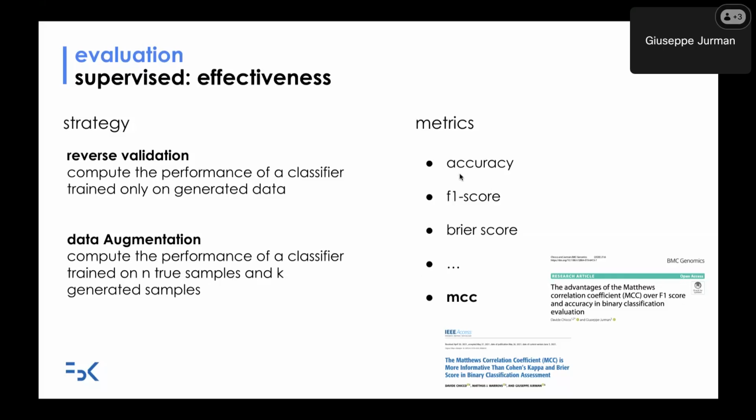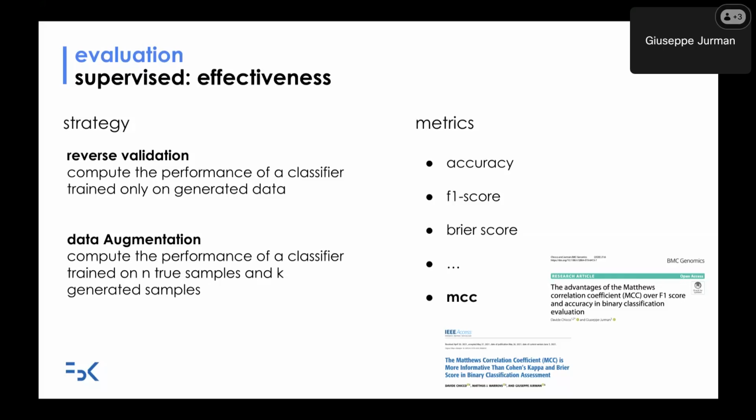Together with all the well-known metrics, accuracy, F1 score, Brier score, one of the metrics that I always support in all supervised classification experiments is the MCC. We have proven in the past the superiority of the Matthews correlation coefficient with respect to other metrics for the reliable assessment of the goodness of a classifier.